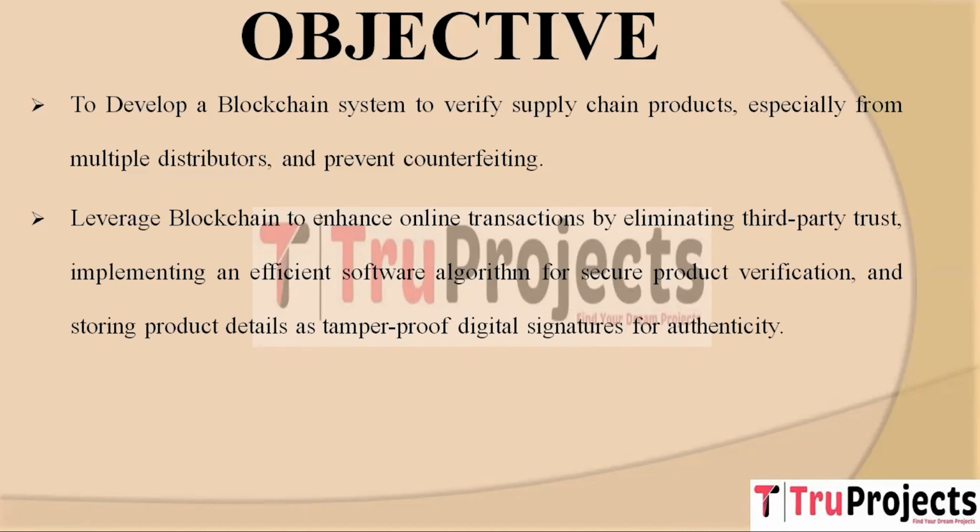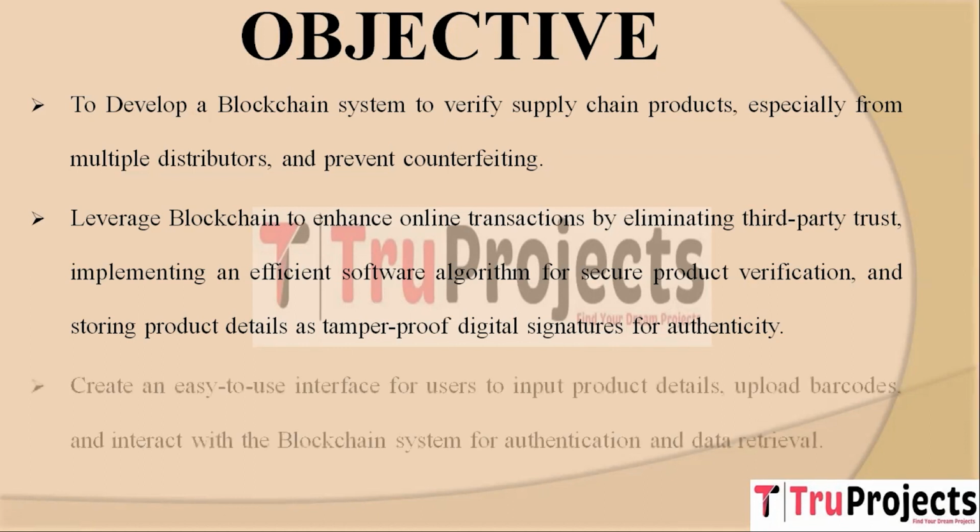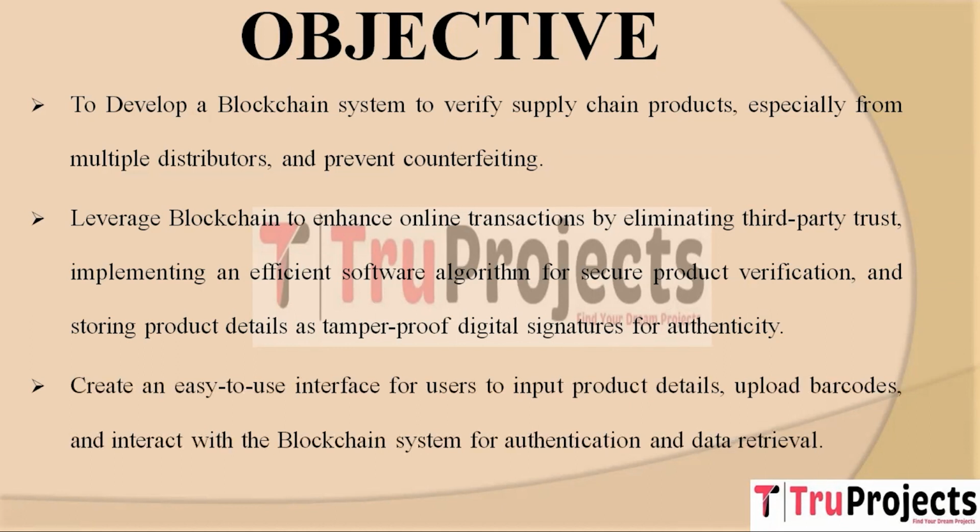This involves reducing the need for trust in third-party intermediaries by relying on the security and transparency of blockchain. An efficient software algorithm will be deployed and developed to ensure the secure verification of products, enhancing the overall trustworthiness of online transactions. Additionally, product details will be stored as tamper-proof digital signatures on the blockchain to establish and maintain their authenticity. And to make the system accessible to users, the project intends to design a user-friendly interface. This interface will allow users to input product details easily, upload barcodes, and interact with the blockchain system for authentication and data retrieval.